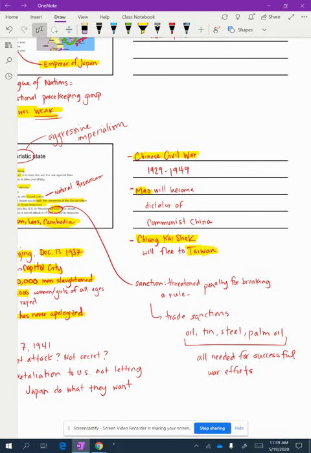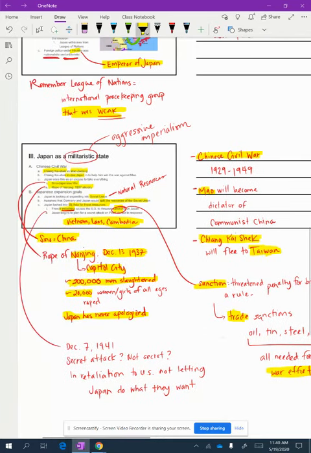And so, sanction is also a vocabulary word. A sanction is when you threaten penalty for breaking a rule. And in this case, the United States said, we won't trade specific things with you as a punishment. Some of those things include oil, tin, steel, palm oil. All of which are needed when you're going to war, right? You need tin and steel to make the machines. Palm oil is to help grease the engines, and then oil is to help make everything run. So Japan is like, all right, let's go back to the drawing board.